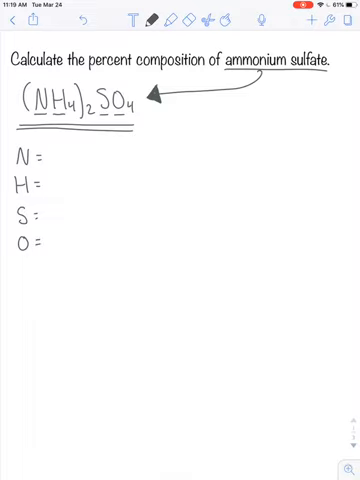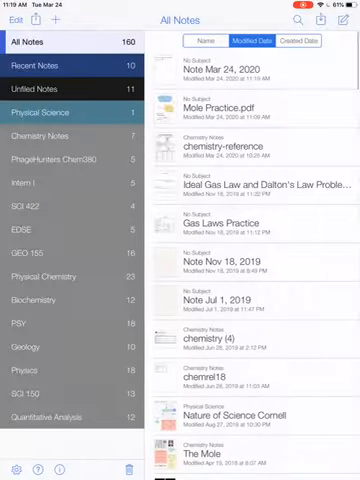And so what we need to do is figure out the mass of those individual elements that are in the compound and also the total mass of the whole compound. So I'm going to make a separate little spot to figure out the total mass. We are going to need a periodic table to get our masses from. So I have one right here.